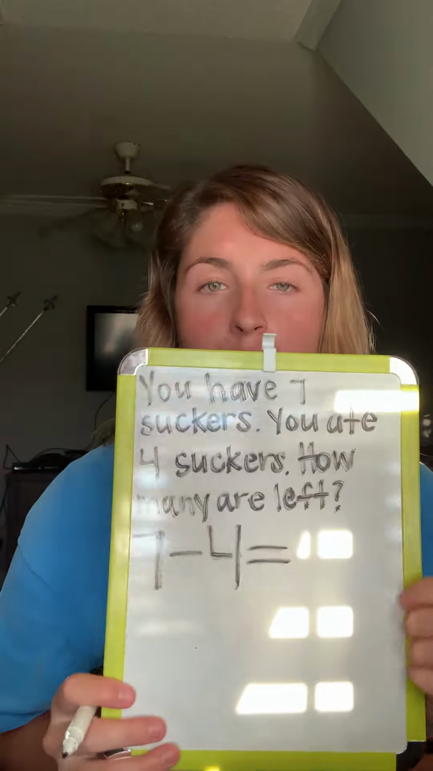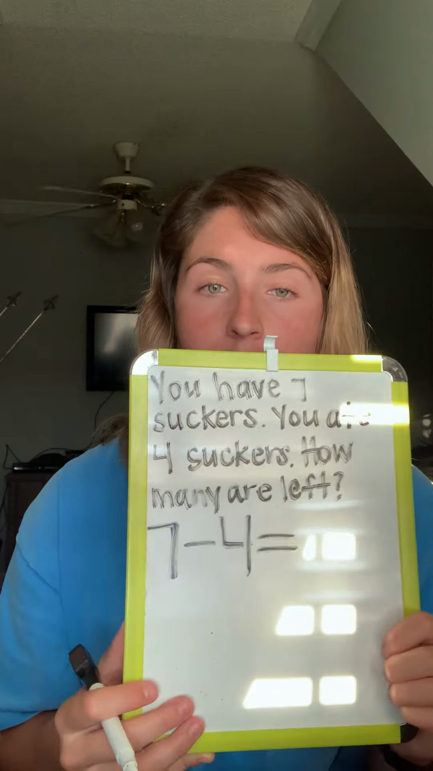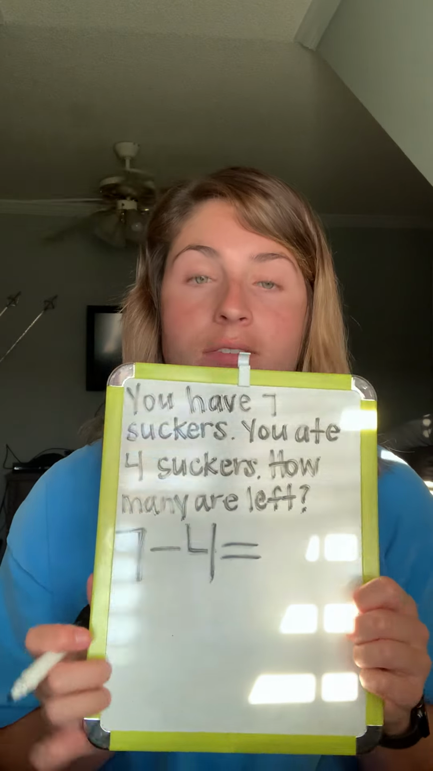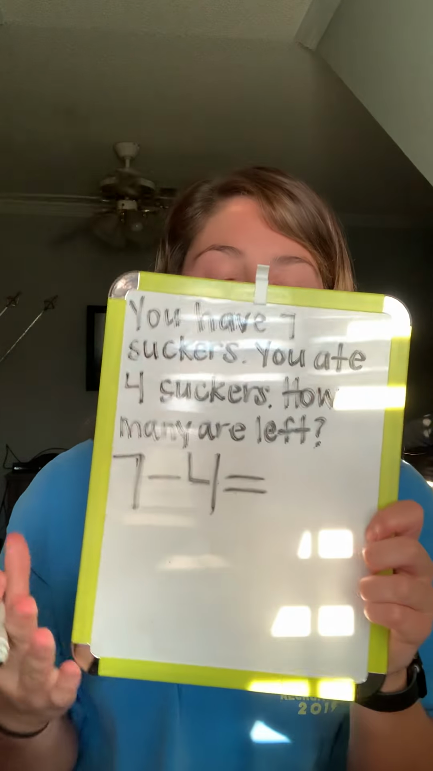Now, in order to solve my problem, I am going to draw either 7 circles, 7 squares, or count out 7 objects, but it needs to be something that I can physically see or physically touch because I want to make sure that I'm not making any errors. So I'm going to go ahead and draw 7 circles. 1, 2, 3, 4, 5, 6, 7.